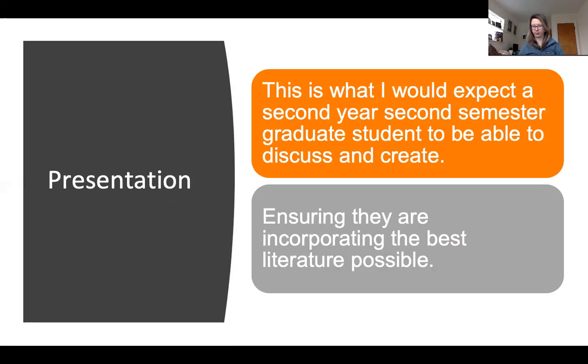The presentation that I'm going to do is on medial tibial stress syndrome, or MTSS, and it's essentially looking at the treatment, evaluation, and return to sport methods for MTSS based on the most current literature. This is what I would expect a second semester graduate student to be able to learn, discuss, and create, really ensuring that they're able to incorporate the best possible literature for this topic.